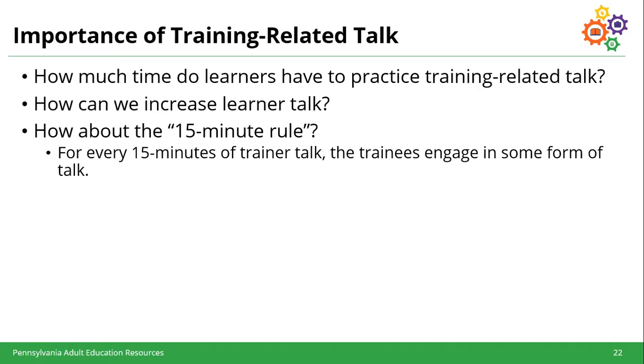One way to ensure learner talk is by implementing a 15-minute rule. For every 15 minutes of direct instruction or trainer talk, pause for learners to talk and process the information before continuing on. This helps learners develop speaking confidence and process the information. This gives an opportunity for all learners to build trust and bonds with each other too.